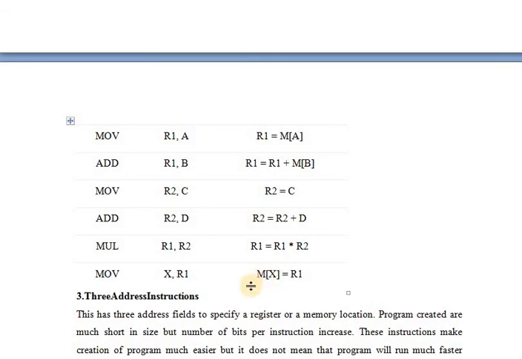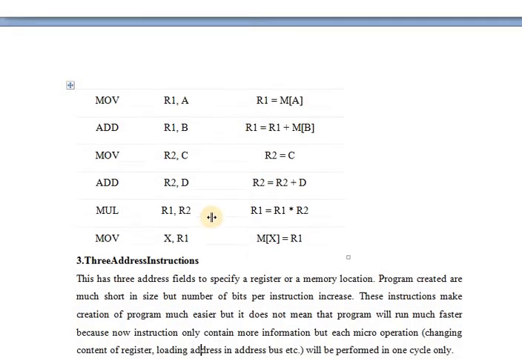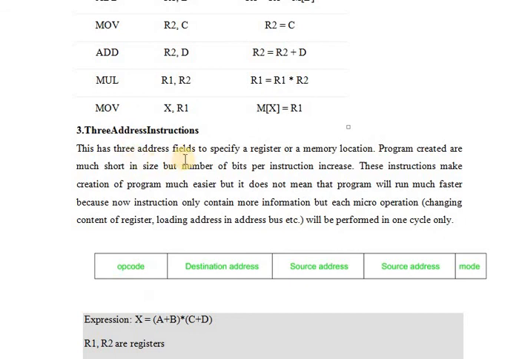So this is the two address instruction. See here, this is one address and this is one address. Now we will see the three address instruction. This has three address fields to specify a register or memory location. Programs created are much shorter in size, but the number of bits per instruction increases. These instructions make creation of programs much easier, but it does not mean that the program will run much faster, because now the instruction only contains more information, but each micro operation, changing content of a register, loading addresses in address buses, etc., will be performed in one cycle only.